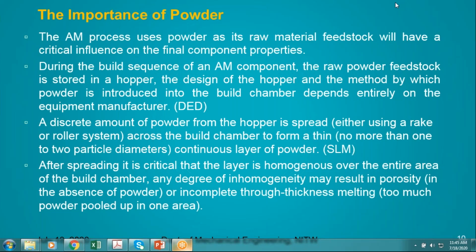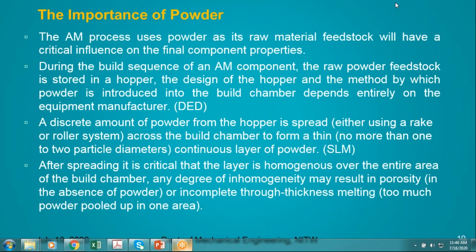no more than 1 or 2 particle diameters thick. Whatever the thin layer is, it is not more than 1 or 2 particle diameters, and it will be a continuous layer throughout the bed in the SLM process. After this spreading, it is critical that the layer is homogeneous over the entire area of the build chamber. Any degree of inhomogeneity may result in porosity.